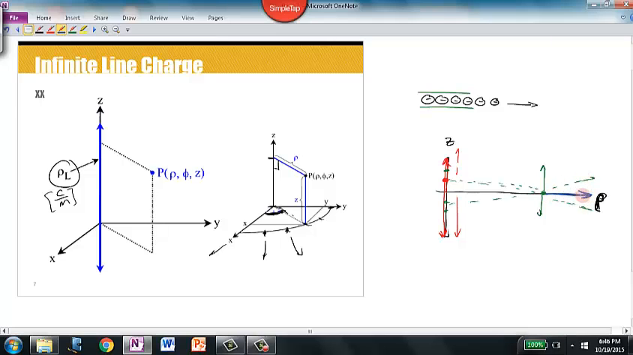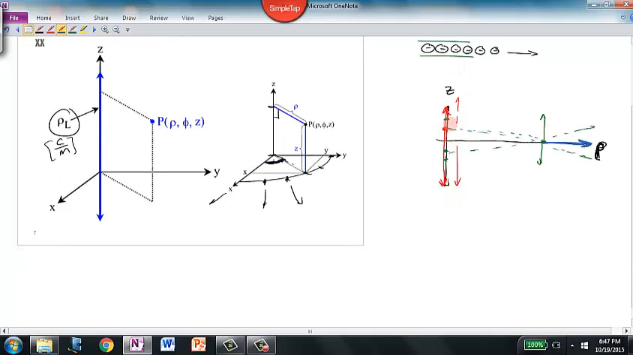And the effect is that the electric field won't point in the positive z direction. It won't point in the negative z direction. It's only going to point in the rho direction. So in the case of the infinite line charge, we develop an intuition that the result has to point only in the rho direction. And so that's a qualitative understanding of what's going on in the infinite line charge case.